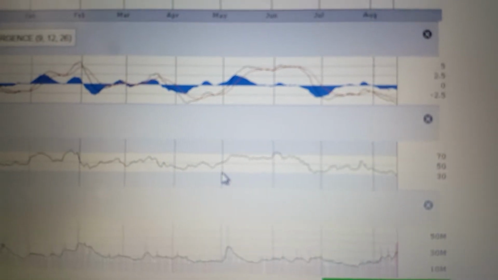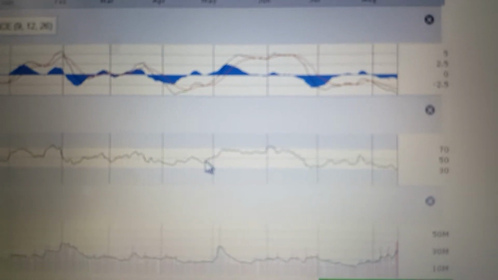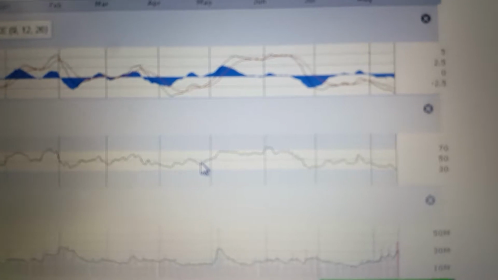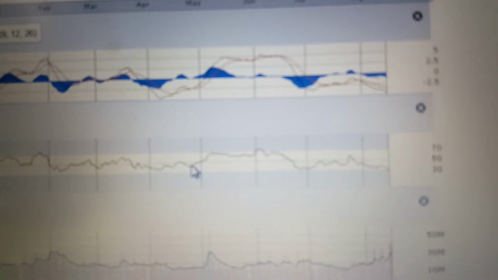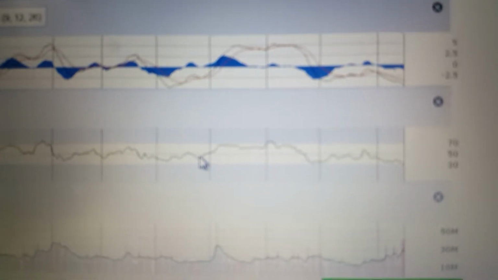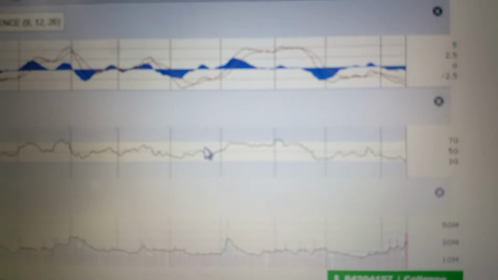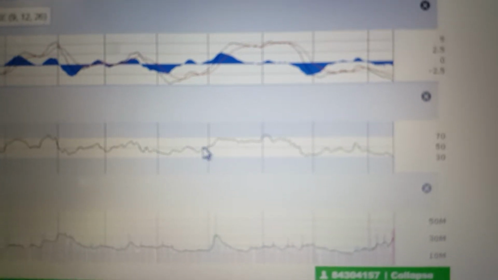This here, I wish it wasn't blurry. This is your relative strength indicator known as RSI. I'll explain that to you later. If it's in a neutral position, which is right in the middle of the top and bottom, it's not really a buy or a sell signal.